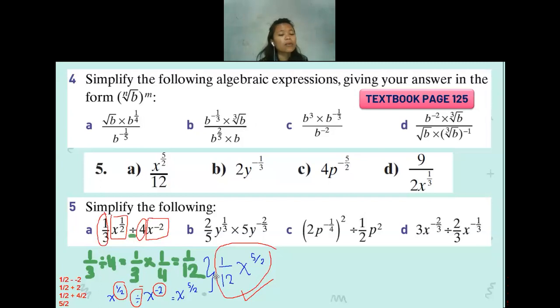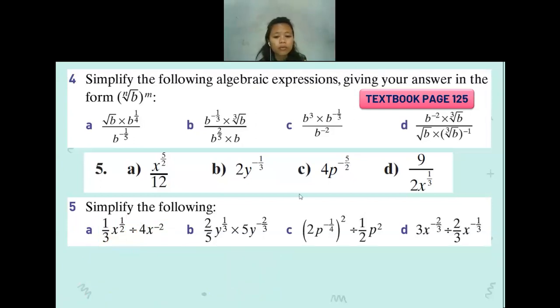Is it clear enough or is there anyone having any question? You can ask me any question if you have any confusion. Is it clear already? Clear, teacher. Okay. If it is clear, I will move to question 2.